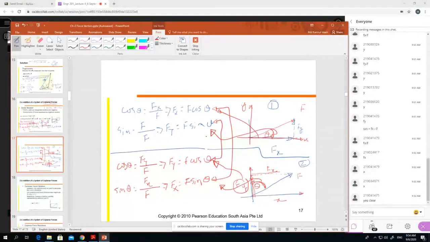Doctor, what is the difference between the two angles? No, the only difference is that one theta is with the x-axis and here theta is with the y-axis. This is the difference. So if it is with the y-axis, we will do the opposite. Yes, as it is.